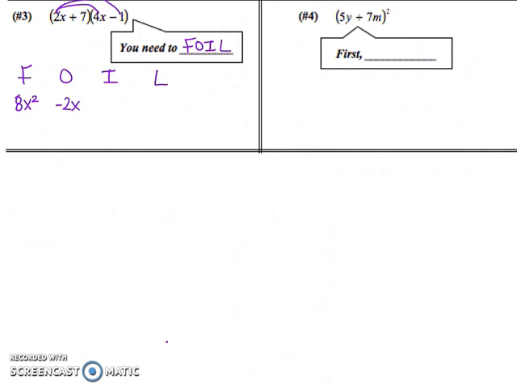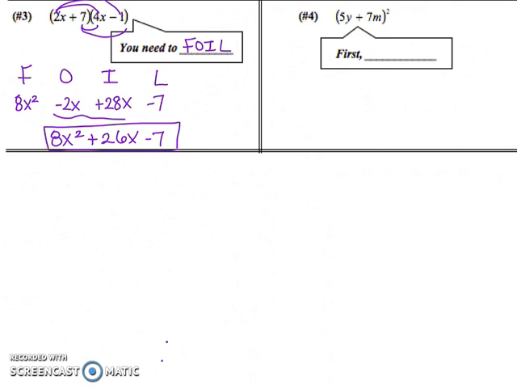My inners means the 7 times the 4x. That's going to give me positive 28x. And then my lasts is the 7 times the negative 1. That gives me negative 7. And then the last step here is the O and the I terms here are like terms, so I need to combine those. So my final answer is going to be 8x squared plus 26x minus 7.